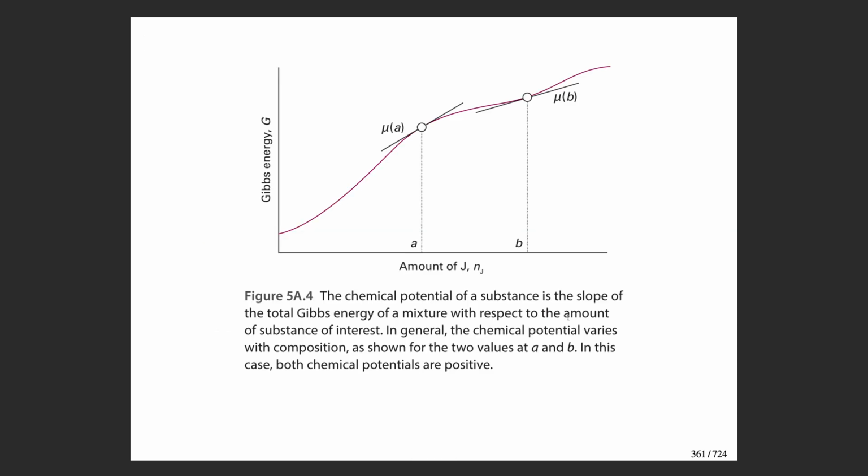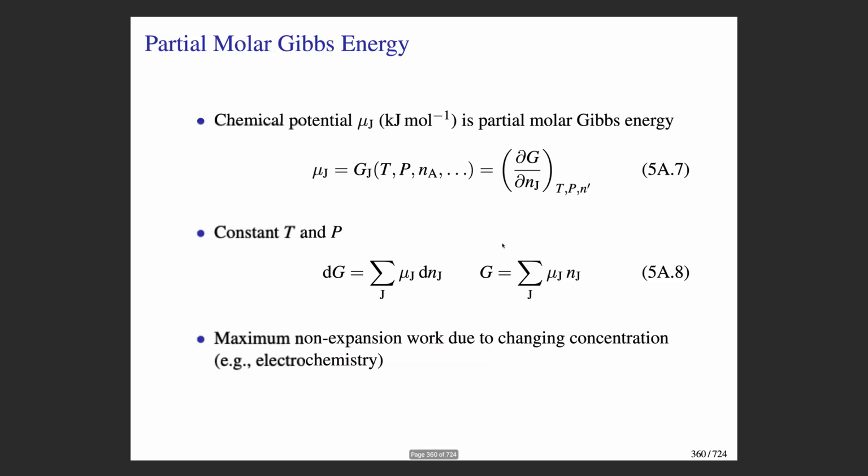This diagram reflects what we've seen previously. This curve is the total Gibbs energy as a function of the number of moles of component J, keeping all of the other components fixed. You see that the Gibbs energy indeed changes with the number of moles of component J. And then the slope of the Gibbs energy curve represents the partial molar Gibbs energy, or what we call the chemical potential. And you see that the chemical potential for different concentrations is different. So the slope changes as you change the number of moles of the component. So the point being that this quantity is also a function of the number of moles of each component.